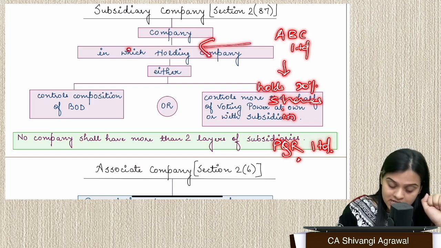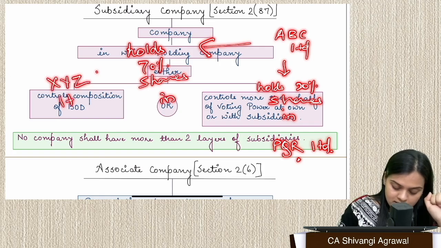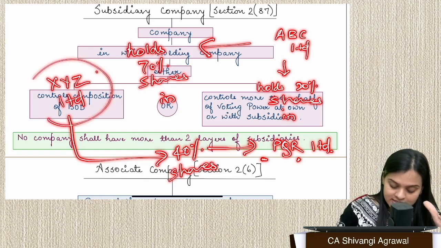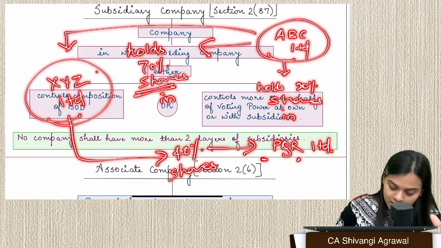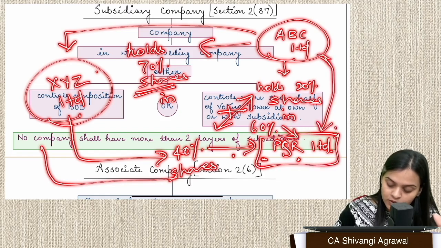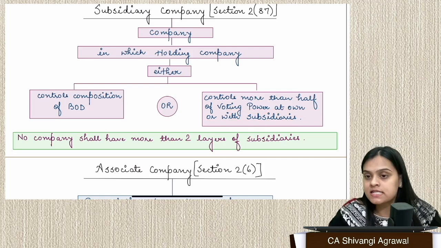However, ABC Limited is holding 70% shares in XYZ Limited. Now, this XYZ Limited holds 40% shares in PQR Limited. That means XYZ Limited is a subsidiary of ABC Limited. That is something which is established by this. Now, ABC Limited together with its subsidiaries holds 20 plus 40, that is 60% shares in PQR Limited. So ABC Limited becomes a holding to PQR Limited also by this particular point, at own or with its subsidiaries.